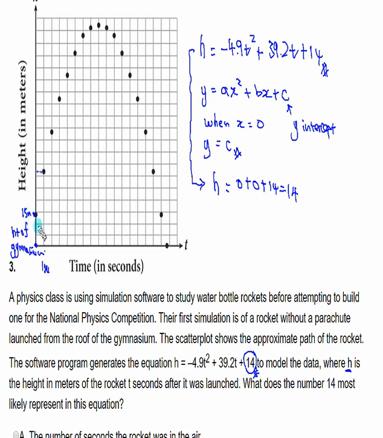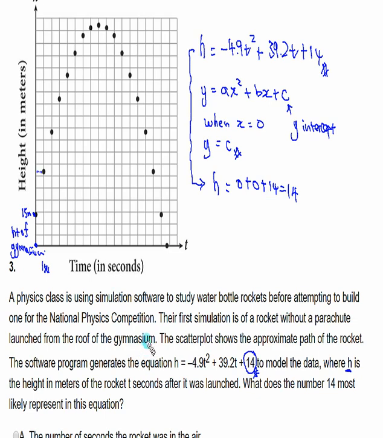Okay, so this point here is where the graph will intersect with the vertical axis, and you know this is the y-intercept. Okay, but just now at the beginning of the discussion of this question, you noticed that this is the point where the rocket should leave the roof of the building. So in other words, h equal to 14 is actually the height of the building, the gymnasium building.